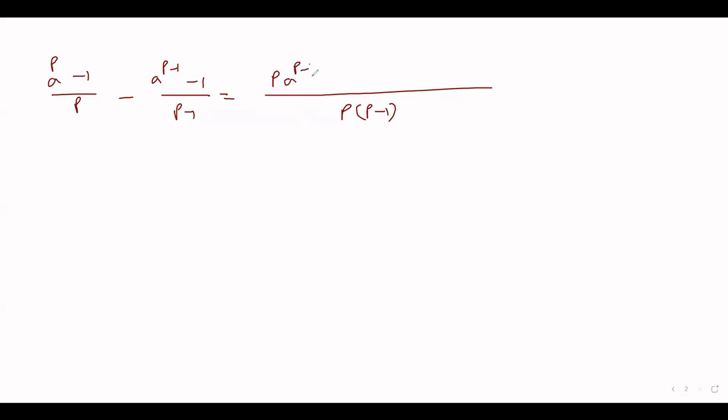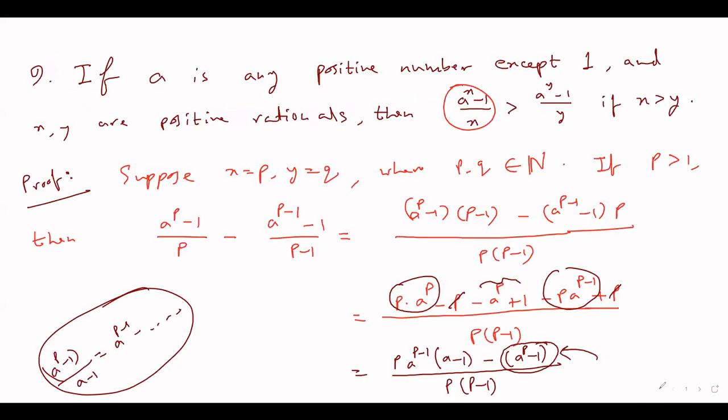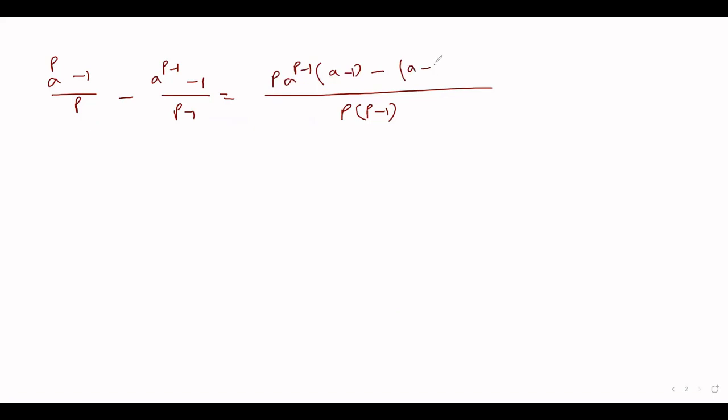So what was the left hand side? a to the power p by p minus a to the power p minus 1 by p minus 1 is equal to, over p times p minus 1, we have a p here, we have a to the power p minus 1 into a minus 1, minus, as I was saying, a to the power p minus 1 can be written as a minus 1 times a to the power p minus 1 plus a to the power p minus 2 plus a to the power p minus 3. At some point, I'm going to get a squared plus a plus 1.